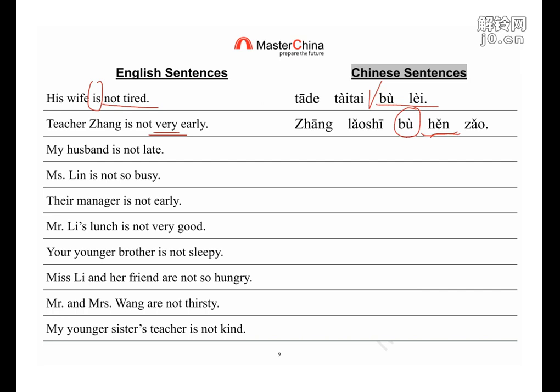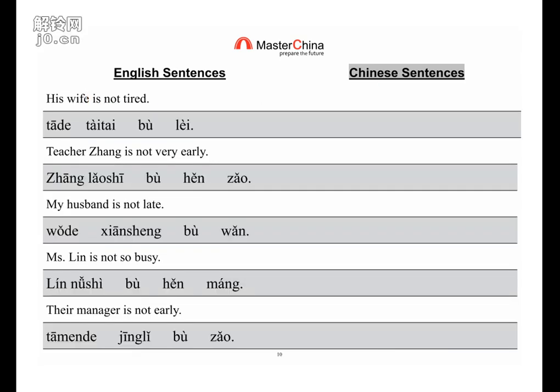Now, let's check your answers together. So the first one, second one, we finish. 他的太太不累. So we deny the tired. So we put a 不 before the tired. And the second, we deny very early. 不很早. We put the 不.